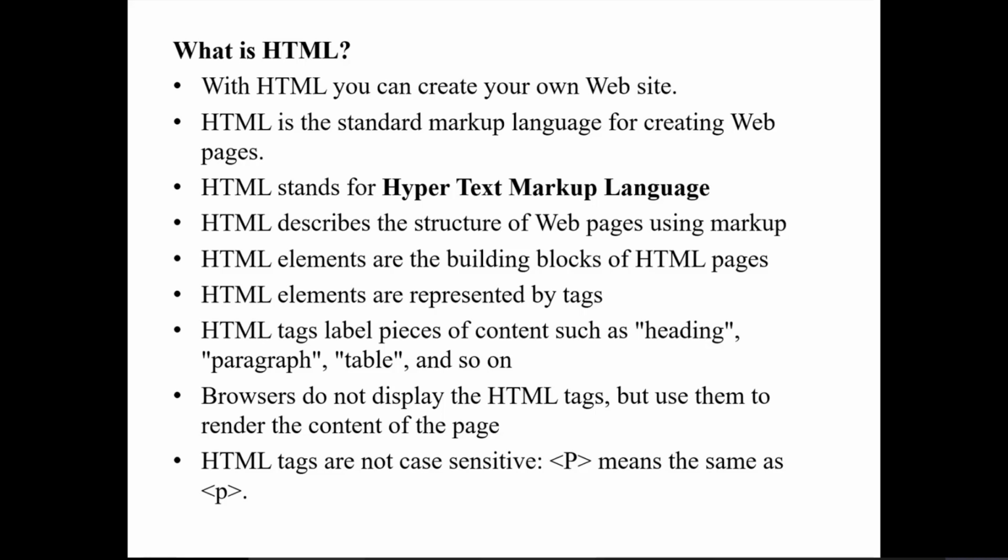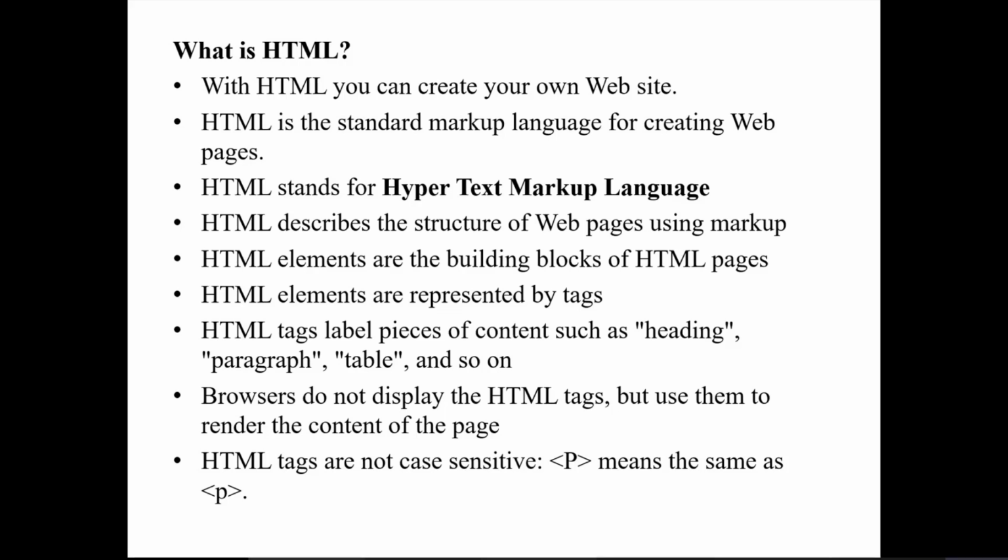So with the help of tags, HTML labels the pieces of content, meaning we divide the particular content into tags. Like if we want to write a paragraph, then we use the paragraph tags. If we draw a table, for a table we need table tags. If we want to give a heading, we have different heading tags available in HTML. So we'll be using all those tags.